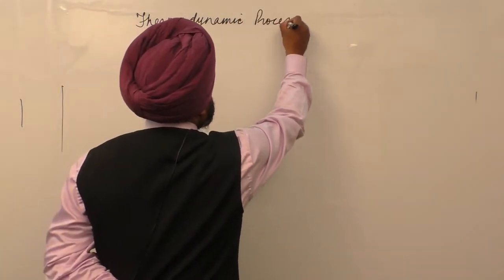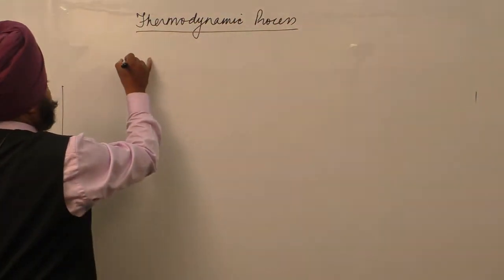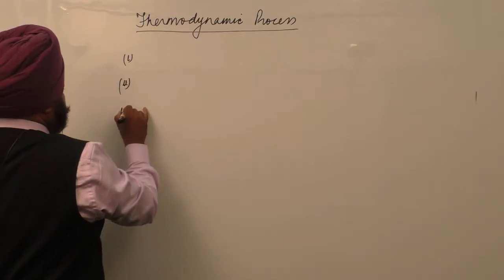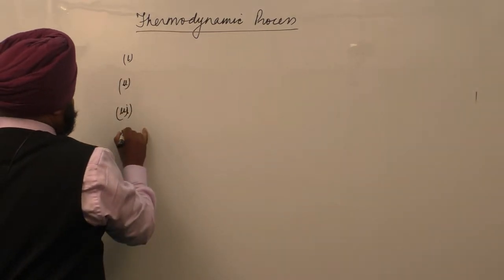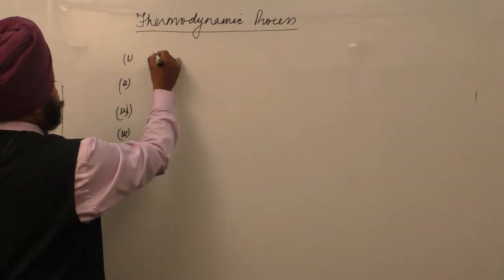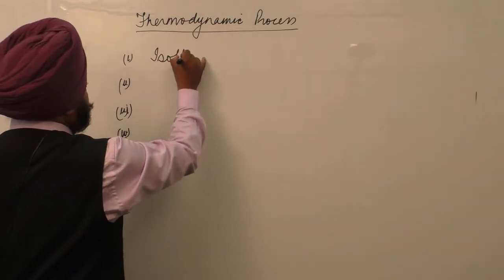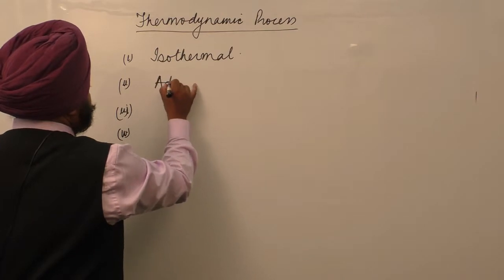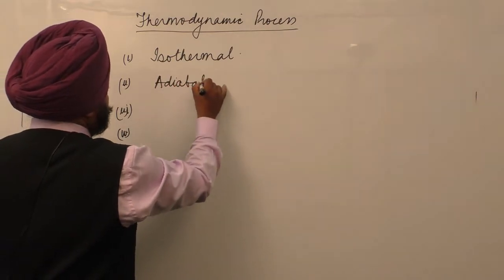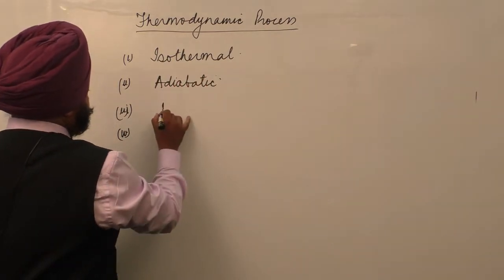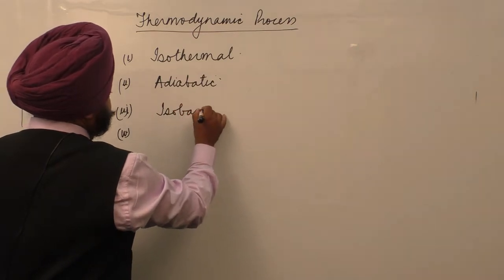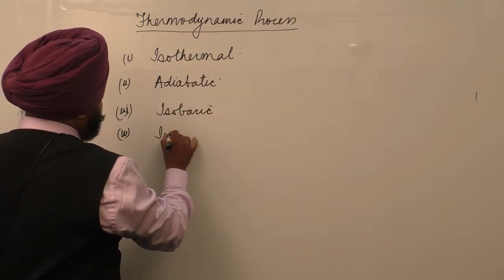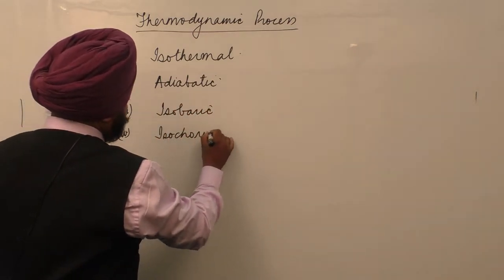Now what are these thermodynamic processes? There are 4 thermodynamic processes with which we deal, and as far as your CBSE is concerned, we need to work only upon the first and the second one. First is called isothermal, second is called adiabatic, third is called isobaric, and fourth is called isochoric or isovolumic.